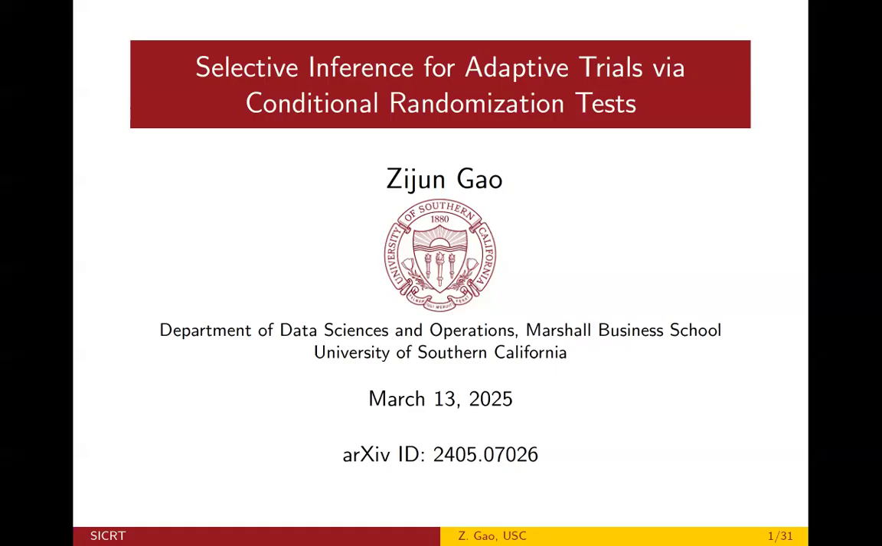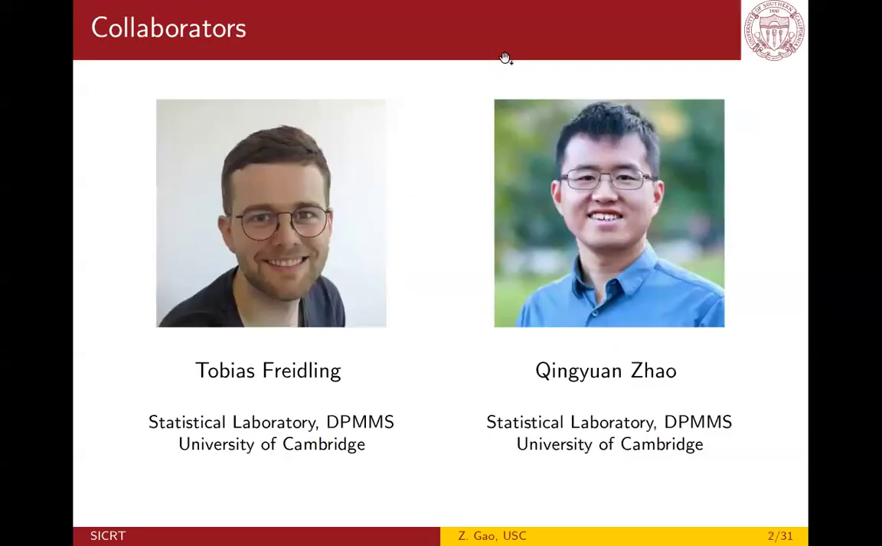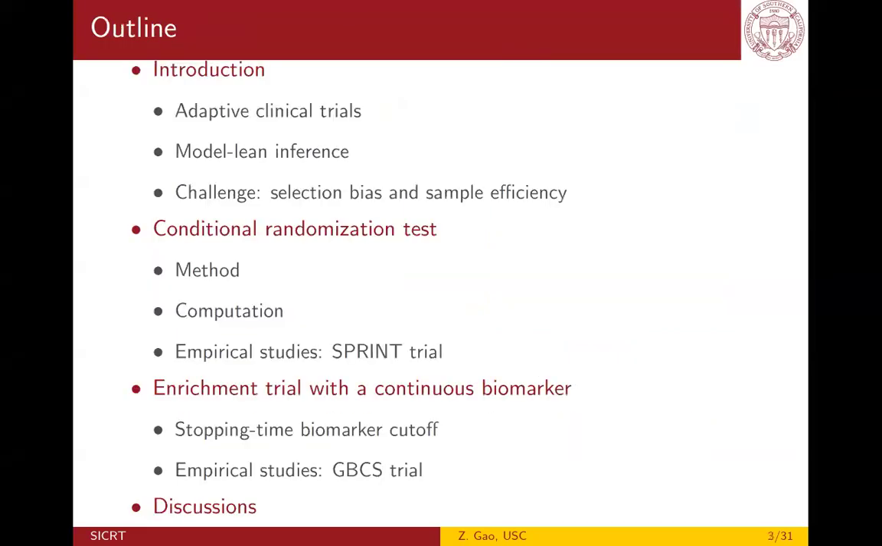And today I'm going to talk about something titled Selective Inference for Adaptive Trials using Conditional Randomization Tests. This is work with my great host at Cambridge, Qingyuan, and also his previous PhD student, currently a postdoc at EPFL.